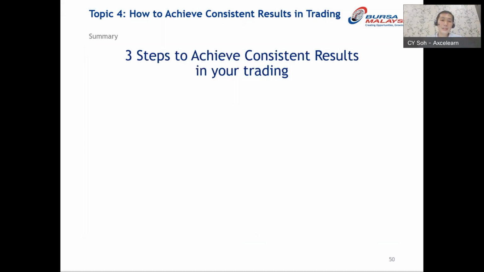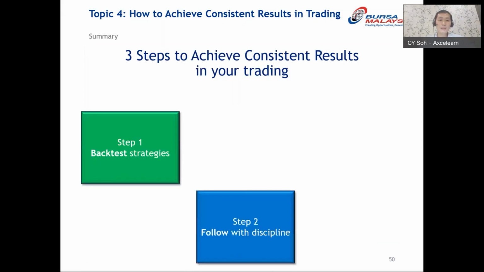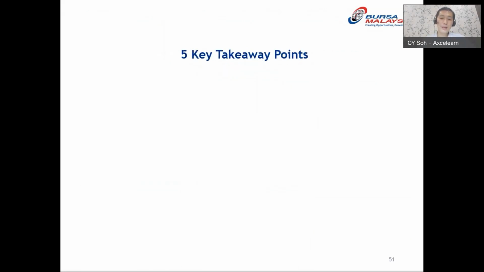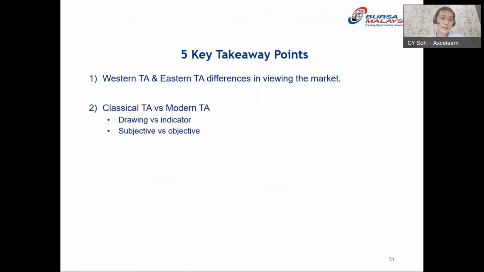Okay, so that's it for the 3 steps. Step 1, step 2, and step 3. When you do step 1 and step 2 closely, step 1 and step 2 can solve a lot of trading psychology issues. So let's wrap up this session where I've already shared with you what are the differences between Western TA as well as Eastern TA. The classical TA and modern TA.